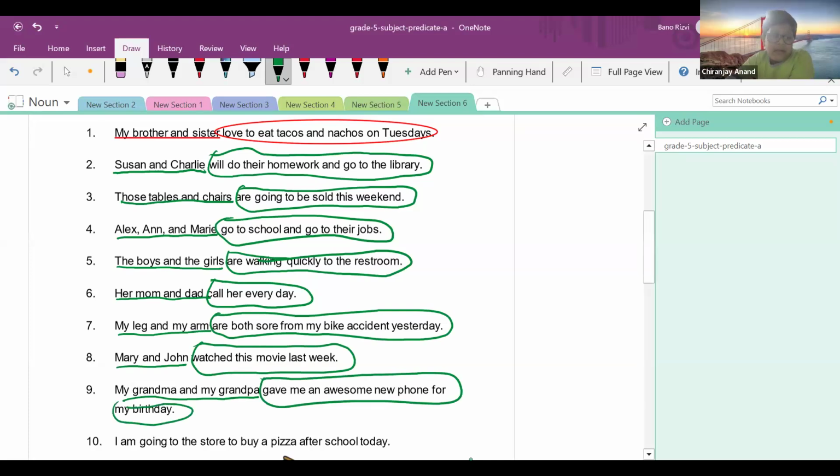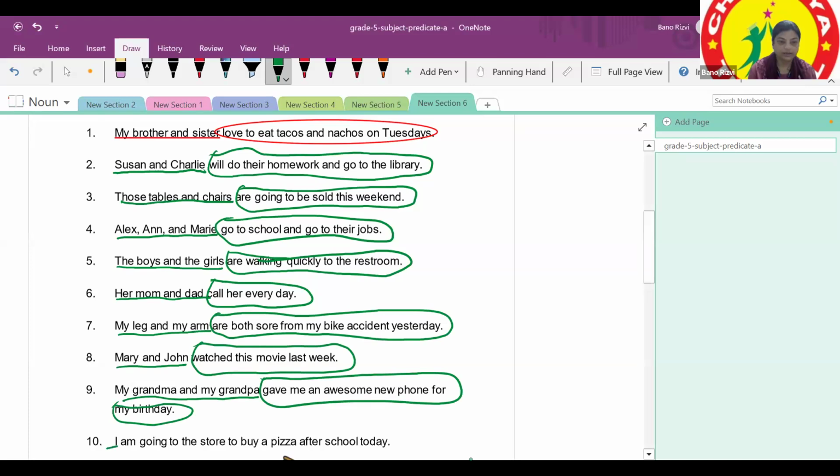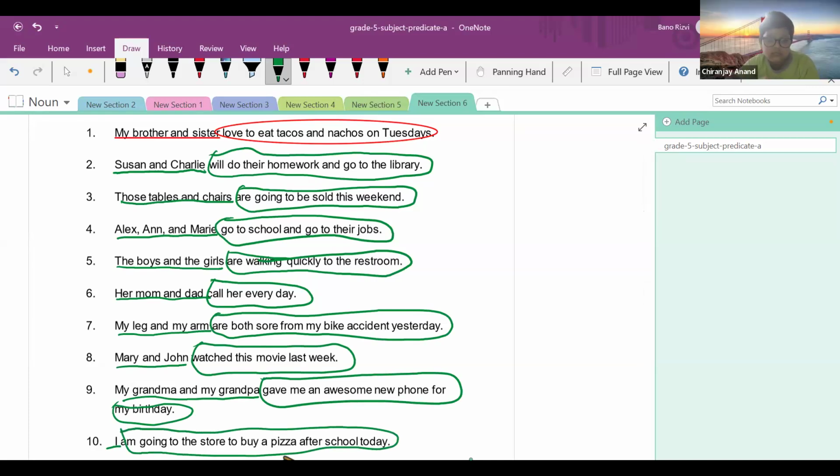Yes, for my birthday also. Ma'am, the next one will be: I am going to the store to buy a pizza after school today. I is the subject and "am going to the store to buy a pizza after school today" is the predicate. Okay, all of you got it right?